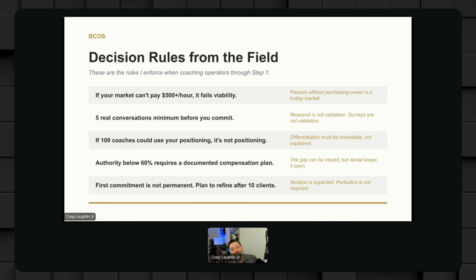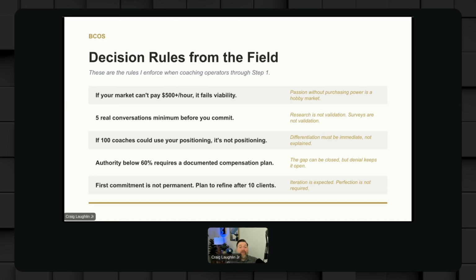Let me give you 5 decision rules I enforce when coaching operators through step 1. And they exist in the templates, but hearing them in context changes how you apply them. Rule 1. If your market can't pay $500 an hour or $3,000 a month, it fails the viability test. I don't care how passionate you are. If the economic buyers don't have the budget for premium coaching, you're building a hobby, not a business.